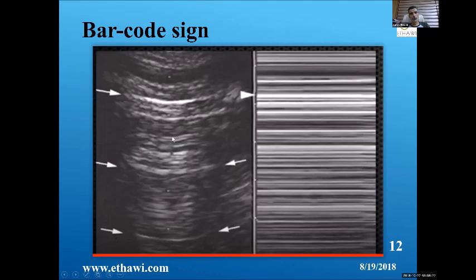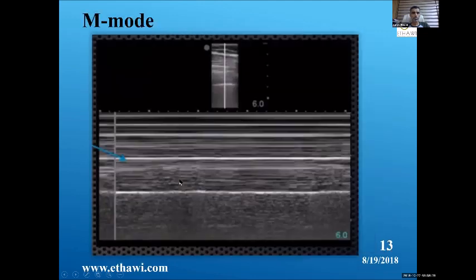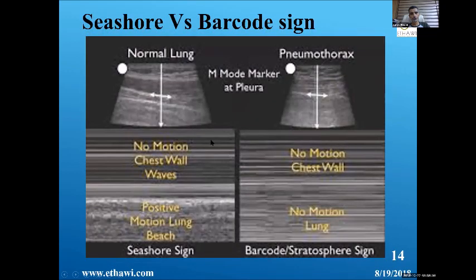Again, frequent A lines, barcode sign, 2D views, M-mode. Again, M-mode, normal lung. You can see the sky, ocean, and then beach. And you can see the barcode sign, no movement here.